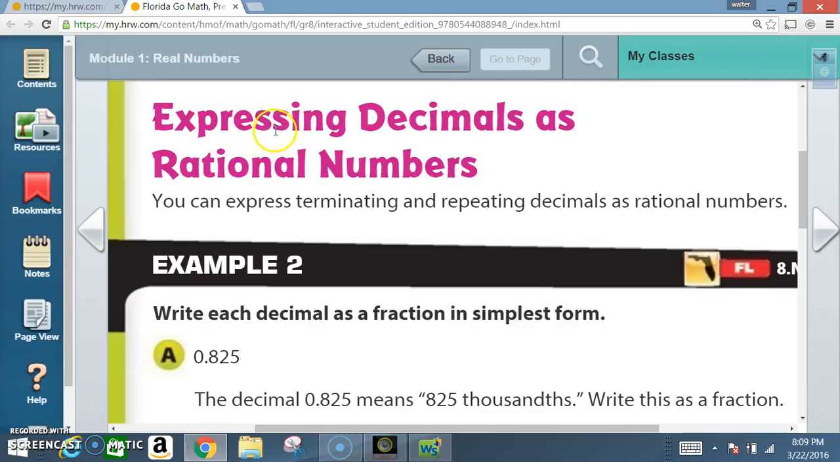Okay, now we're going to express decimals as rational numbers. You can express terminating and repeating decimals as rational numbers. Example 2. Write each decimal as a fraction in simplest form.